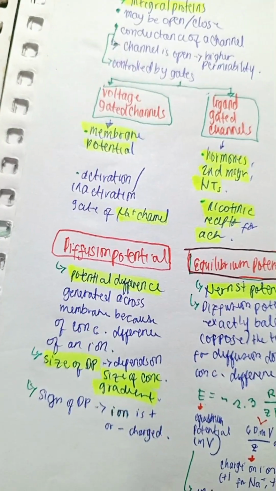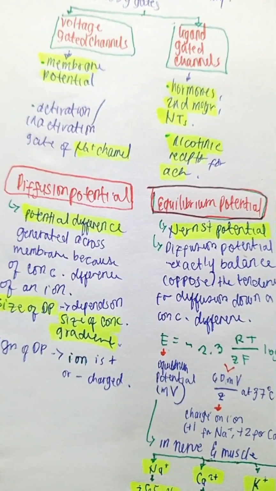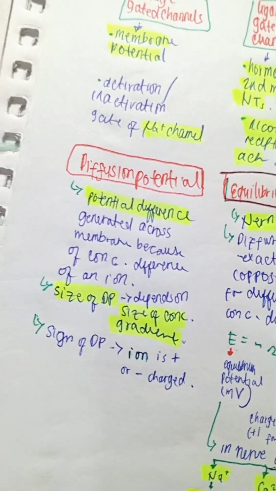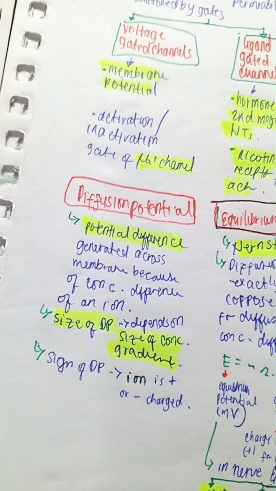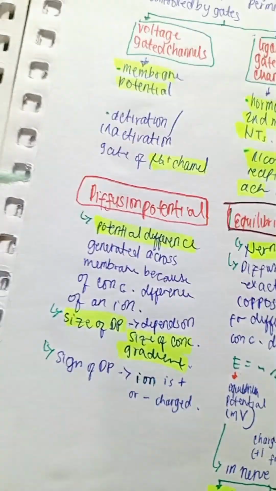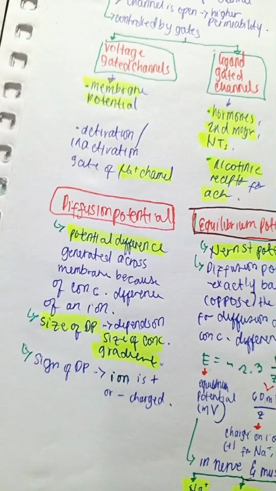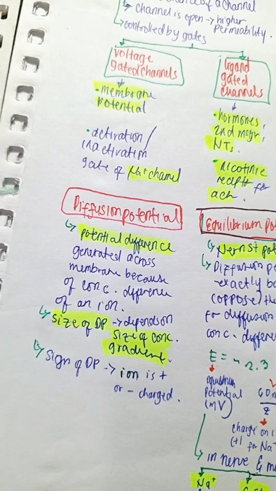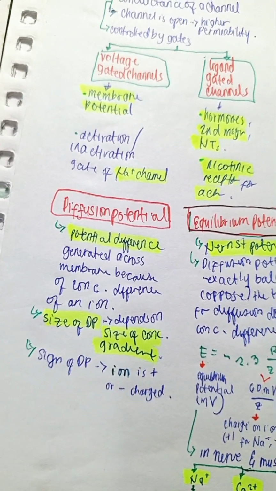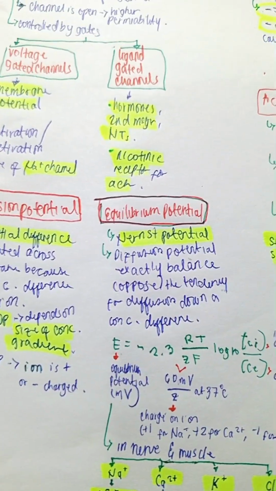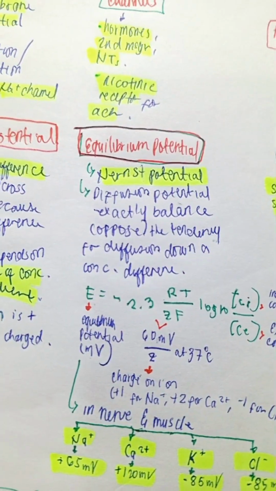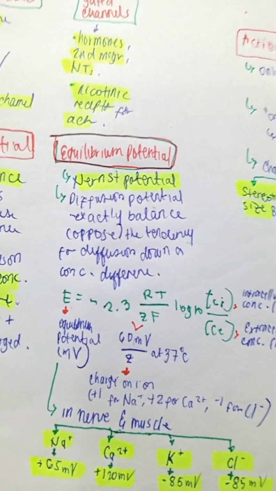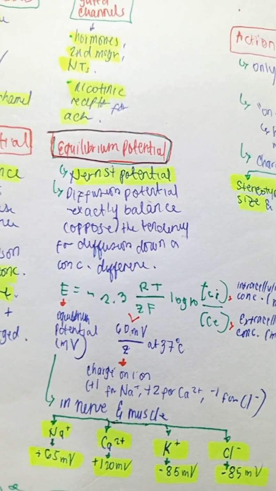And we also have here the two potentials, the diffusion potential versus the equilibrium potential. The diffusion potential is a potential difference generated across the membrane because of a concentration difference of an ion. The size of the diffusion potential depends on the size of the concentration gradient, and the sign of the diffusion potential depends on whether the ion is positively or negatively charged. And the equilibrium potential, also known as the Nernst potential, is the diffusion potential that exactly balances or opposes the tendency for diffusion down a concentration difference.